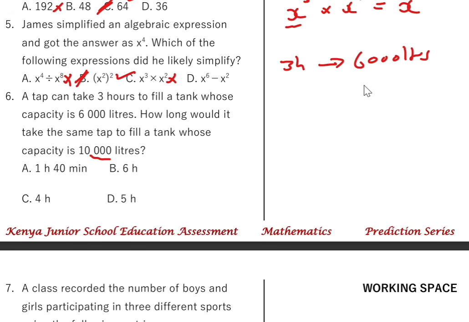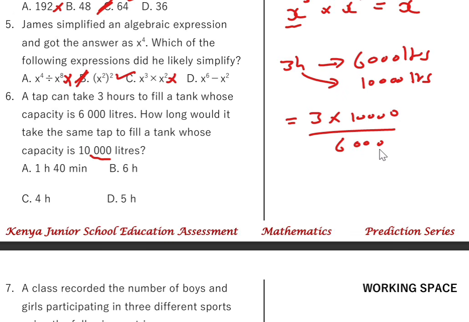How many hours will it take? So I cross multiply. It will be 3 times 10,000 over 6,000. So 3 times 10,000 divided by 6,000. You'll see the answer is 5 hours. So it will take 5 hours to fill 10,000 liters. That is true. So the answer is D.